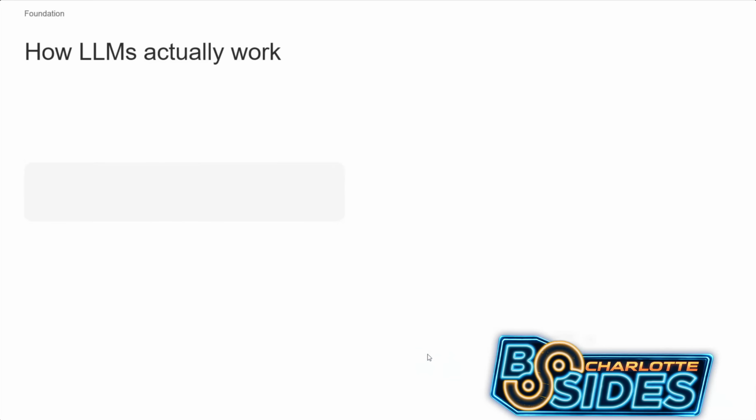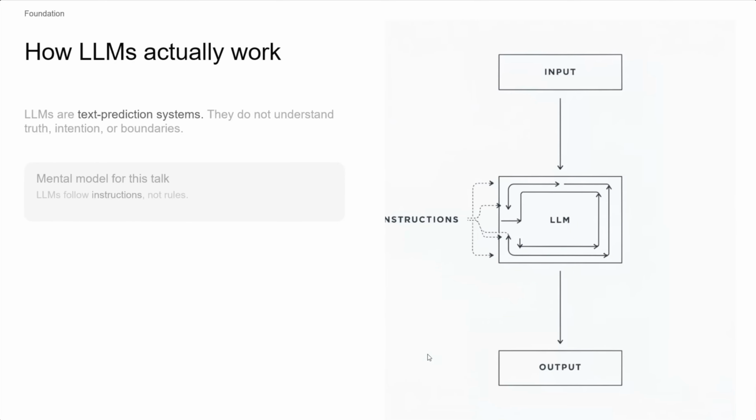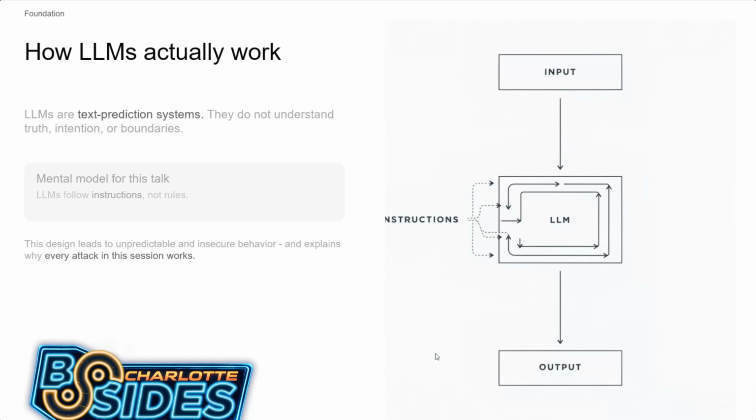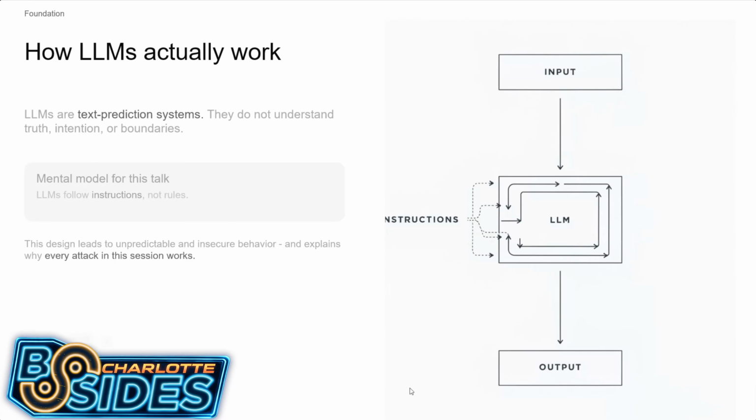So, before we get into the attacks, we need a correct mental model of how these systems actually behave. At a high level, an LLM is a probabilistic text generation system. Given an input, it predicts the most likely next token based on everything in its context. What's important here is that the model doesn't enforce rules. It doesn't execute logic, and it doesn't distinguish between different types of text.